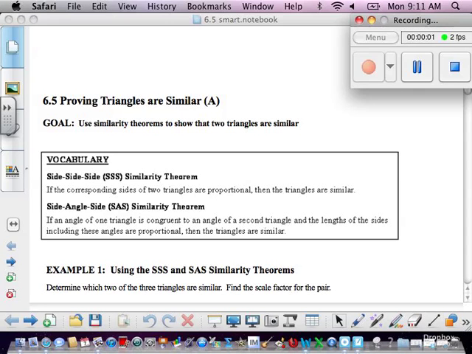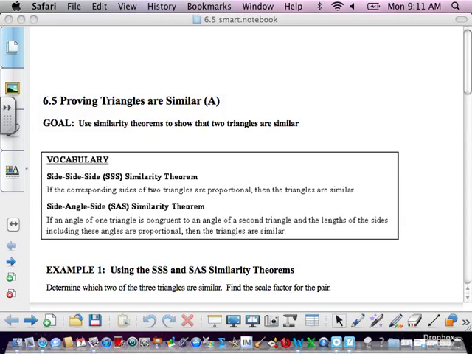All right, ladies and gentlemen, we are looking at 6.5, triangles are similar. Two new things to go on your vocabulary sheets. Side, side, side. If the corresponding sides of two triangles are proportional, then the triangles are similar.